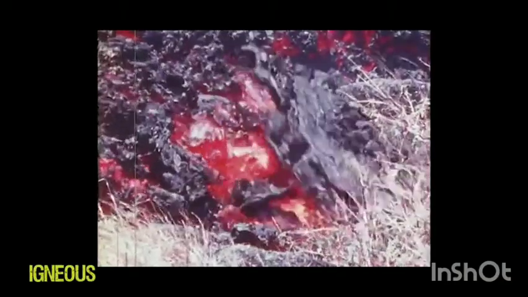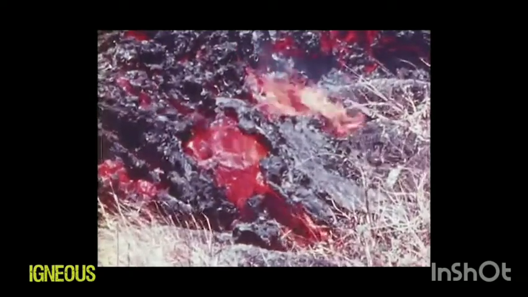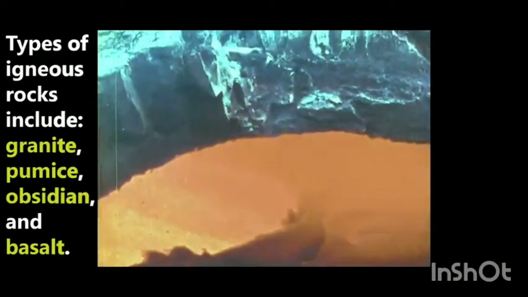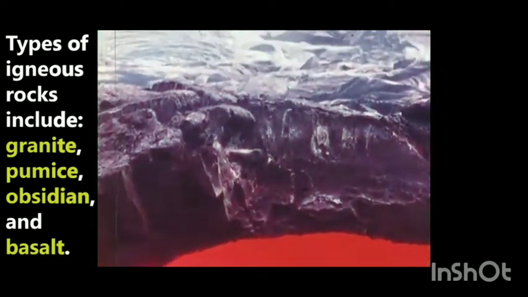For igneous rock, when the volcano erupts and the magma cools down, then it forms igneous rocks. They are the first to form. And the types of igneous rocks are granite, pumice, obsidian and basalt, and these examples are very important.